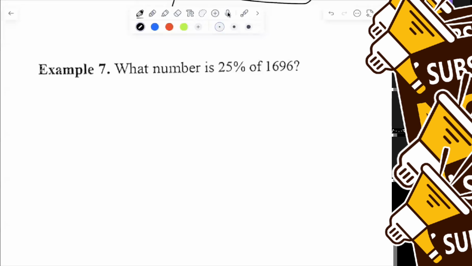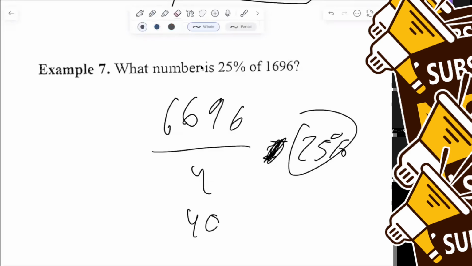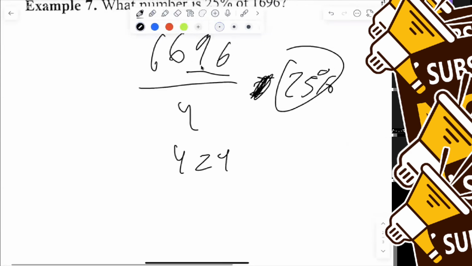Okay, so would anybody want to explain how they got the answer? Anyone? Okay, so basically just divide by 4. Since dividing by 4 is equal to 20, this is 25%. We have to divide by 4 to get 24. Sorry, 96 divided by 4, make sure you get it right, and it just gives you 24.